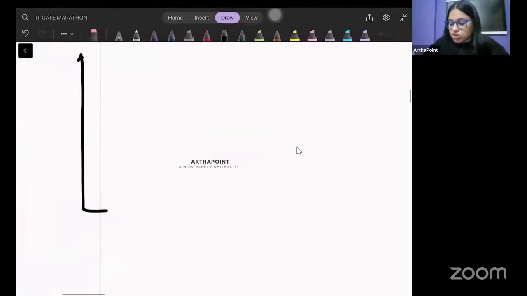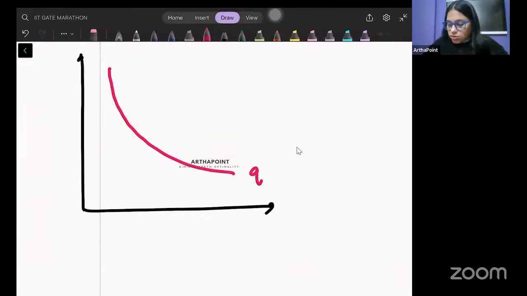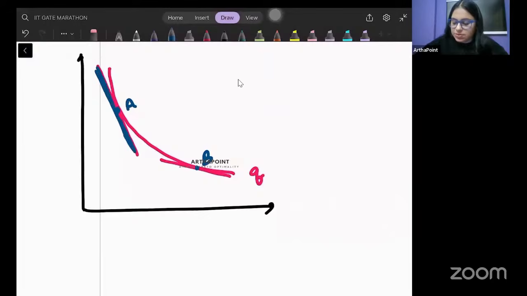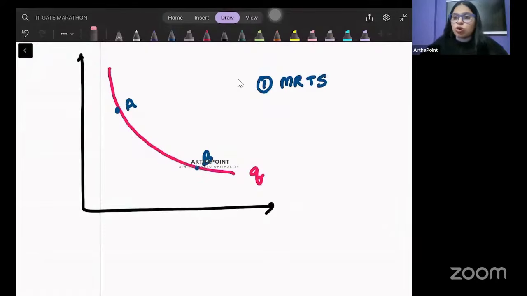So, just remember, when I have this isoquant and I go from one point to another, suppose I have this as point A and this as point B, then just remember that when you go from one point to another, two things are changing. एक तो इसका slope change हो गया. See, यहाँ पे steep है, यहाँ पे flat है. So the first thing that changes is MRTS. MRTS is changing. The second thing that changes is the ratio of labor and capital.